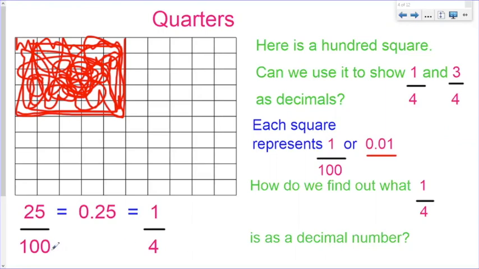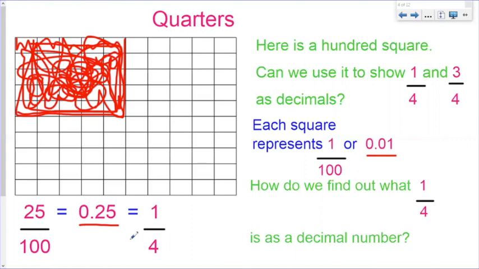But the decimal of 25 over 100 is simply 0.25. So 25 over 100, 25 squares out of 100, is the same as 1/4, and we write it as 0.25. So that is equivalent to 1/4.